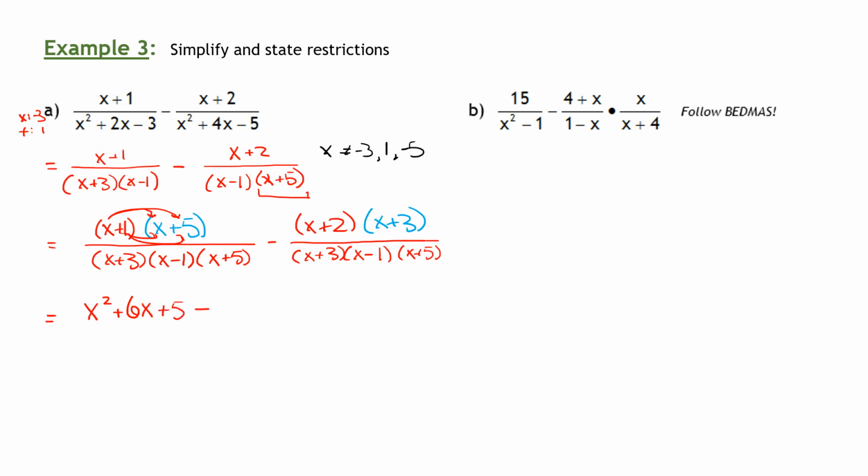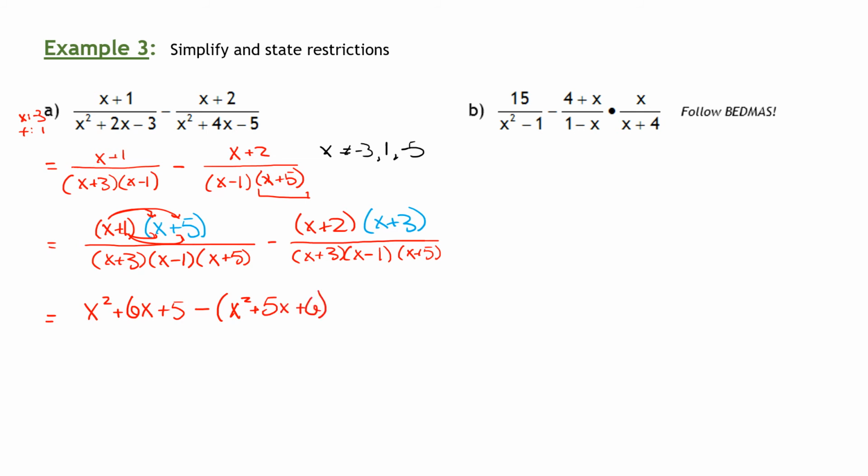Minus, careful of the minus sign. Because of that minus sign, I'm going to put a bracket here, and I'll distribute first. I'll get x squared. Then I'm going to get a plus 2x and a plus 3x. That's going to be a plus 5x. And then plus 2 times 3 is a 6.